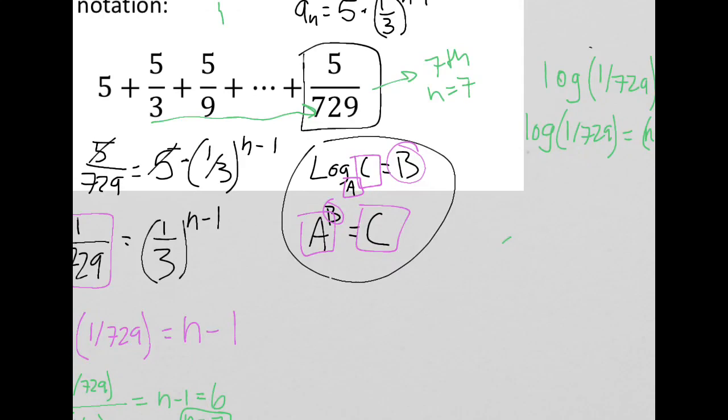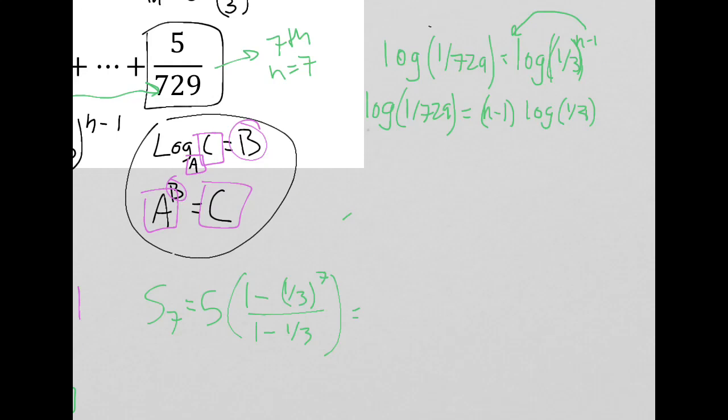going to say the sum of the 7 terms will equal the first term, a sub 1, which in our case is 5, times the expression 1 minus our common ratio, which is 1/3, raised to the power of n, which is 7, divided by 1 minus our common ratio, 1/3.